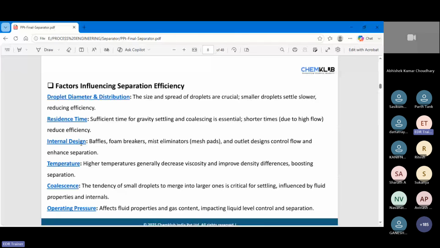Then internal sizes. What are the internals? Are there foam breakers, mist eliminators, baffles and other flow-controlling enhancements, right? Then temperature, collisions, and operating pressure have an effect. Generally, we know the density is equal to PM by RT, so pressure also plays a major role in the density, right?